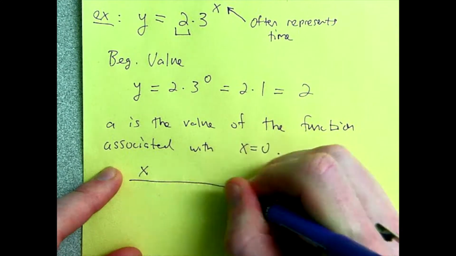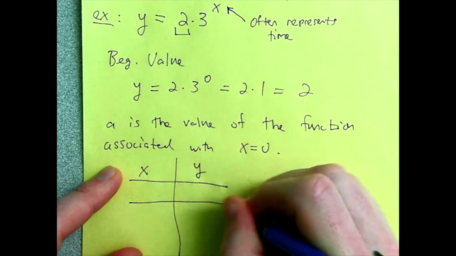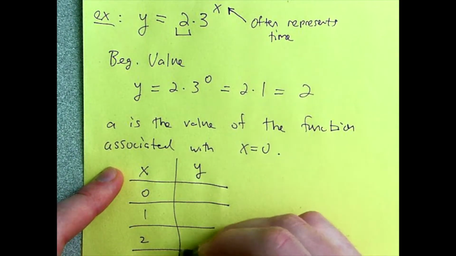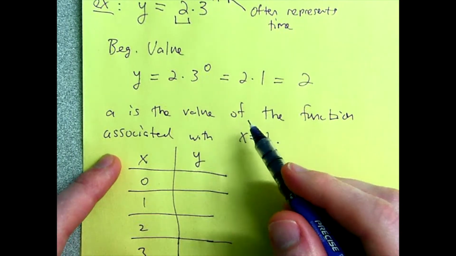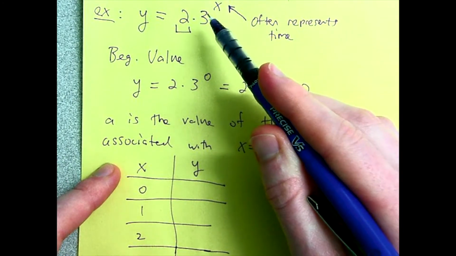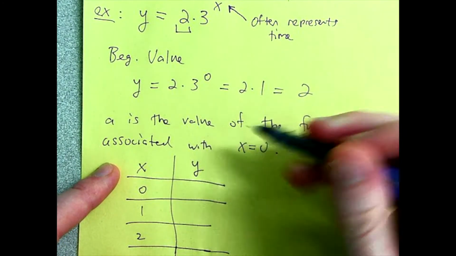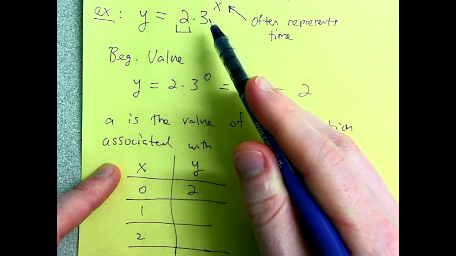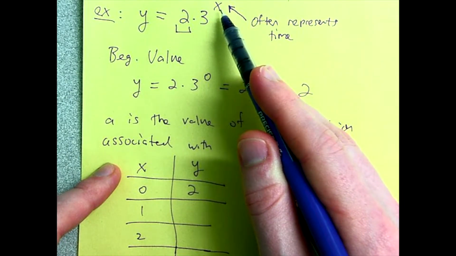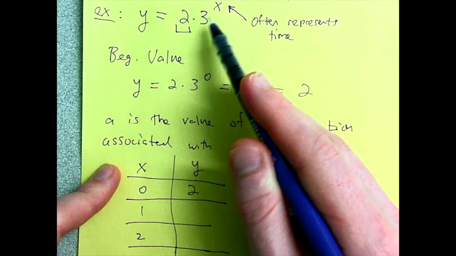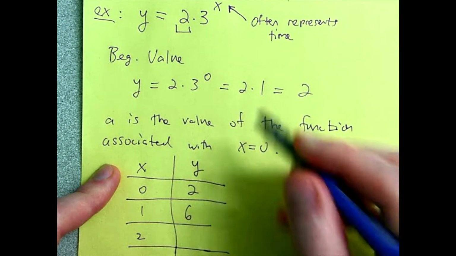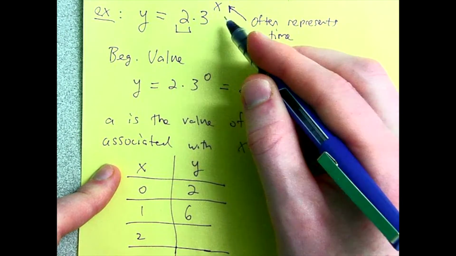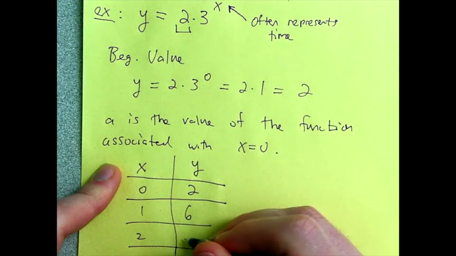So here's x, here's y. I'll start at 0, 1, 2, 3. If you replace x with 0 here, we already know that you get 2. That's the initial value. What if you replace x with 1 in this function? Well, you have 2 times 3 to the 1, which is just 2 times 3, so that's 6. If you replace x with 2, you're going to have 2 times 3 squared. That's 2 times 9, which is 18.